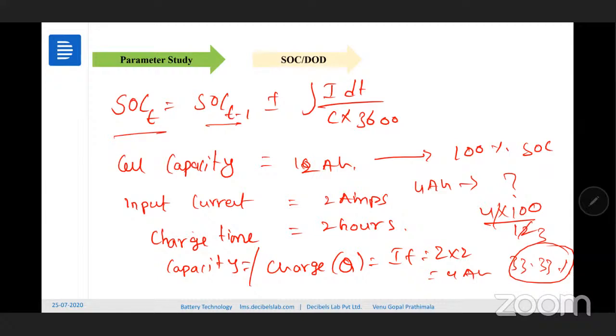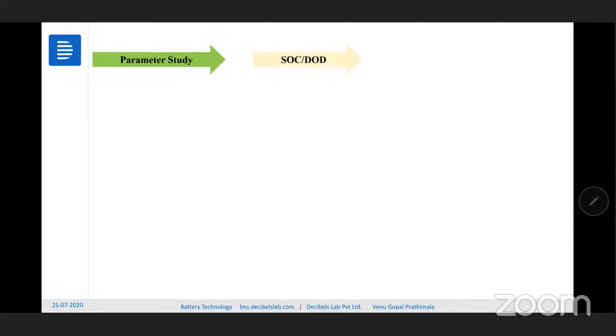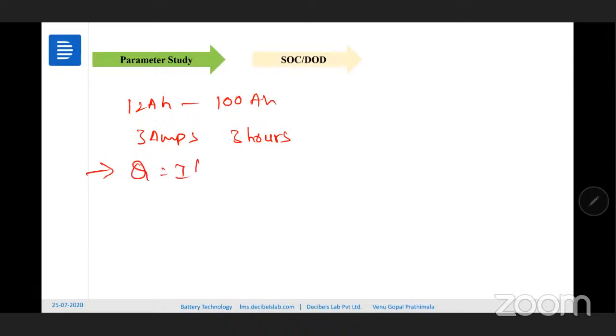Now let's do the discharge calculation. We have done charge, right? The same cell, 12 amp hour, is now at 100%. We discharge this particular cell at the rate of 3 amps for, let's say, 3 hours. So the total amount of charge discharged from this cell is Q equal to I into T, that is 3 into 3, 9 amp hour.